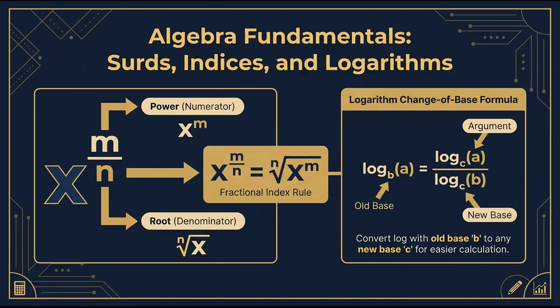Also, remember the change of base formula. To find log base 9 of 27, you can change to a common base like the natural log, dividing ln 27 by ln 9. Equivalently, you can think of it as finding what power you raise 9 to get 27, which directly gives you 3/2.